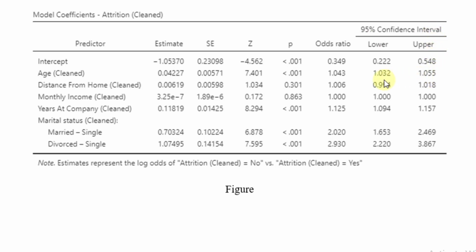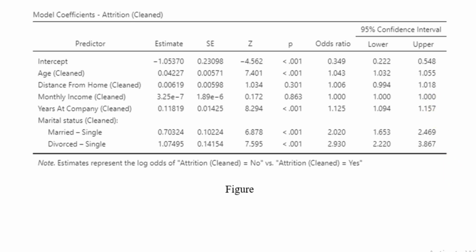This confidence interval should be such that both the lower and upper values are either greater than 1, like for age, so it is significant, and years at the company, also significant. However, if the lower is less than 1 and the upper is greater than 1, then it will be insignificant. Or if both of them are at 1, it means that monthly income, whether it increases or decreases, doesn't play any role in no attrition or yes attrition.